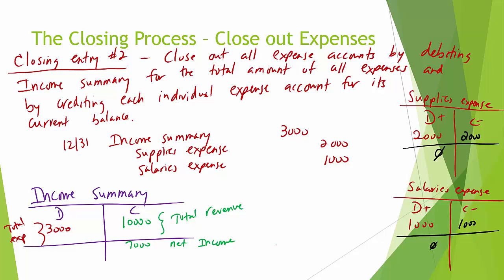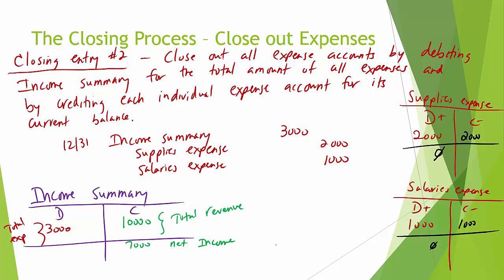And then we credit each individual expense account for its current balance. So I would credit supplies expense for $2,000 and salaries expense for $1,000. And now notice when I post those to the T accounts, supplies expense and salaries expense are now zeroed out. And that's again what we're going for here. We're closing out all expense accounts to zero to get them ready for the next accounting period.